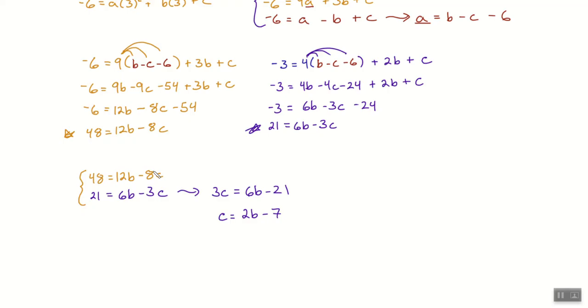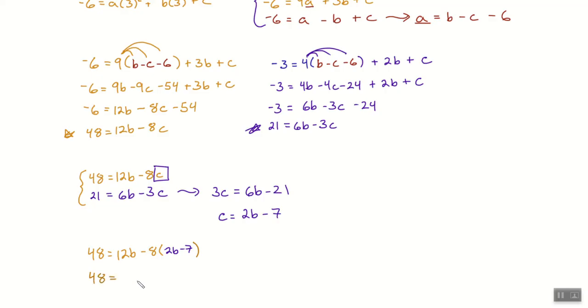Now, here's the cool thing. This equation has a c in it. If we know what c is and we plug it in, I think we're going to be able to solve. So I'll take this value of c that we just found, and I'm going to plug it back into the other equation. 48 is equal to 12b minus 8 times c, which we already decided was 2b minus 7. I now have a single equation written with a single variable. We can get a number out of it, and then the rest of the problem just comes tumbling down behind us. So let's just see what shakes out.